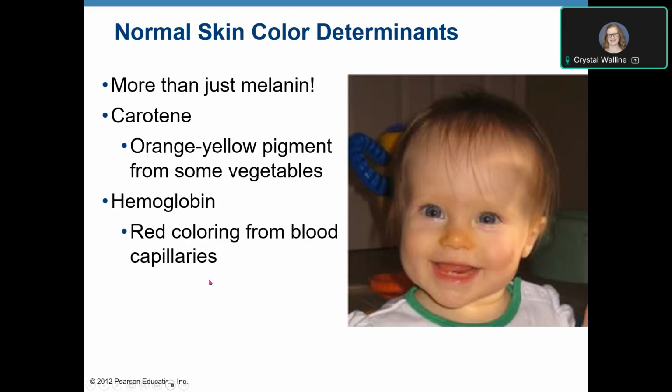We also get some of our skin tone from the red coloring in our blood capillaries due to a pigment called hemoglobin. Hemoglobin is that protein that carries blood gases around, but it's also a pigment.